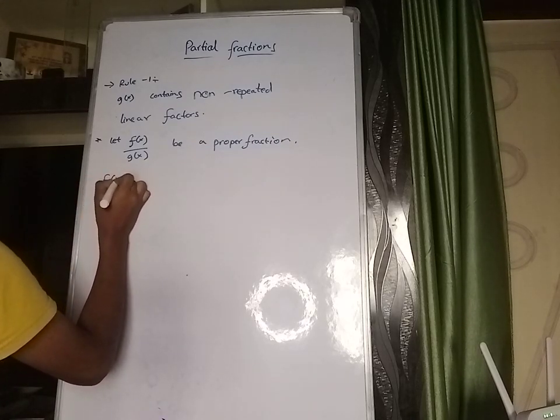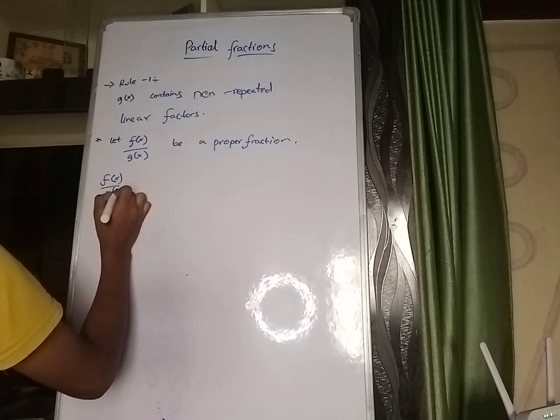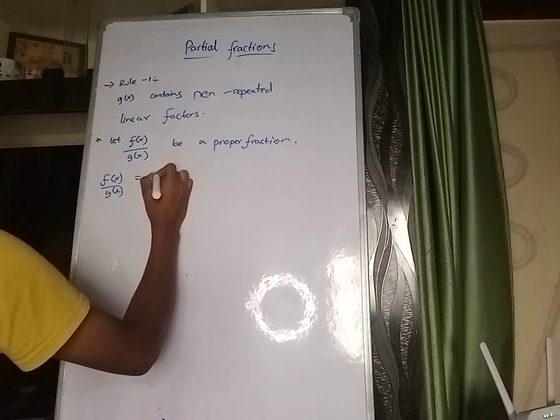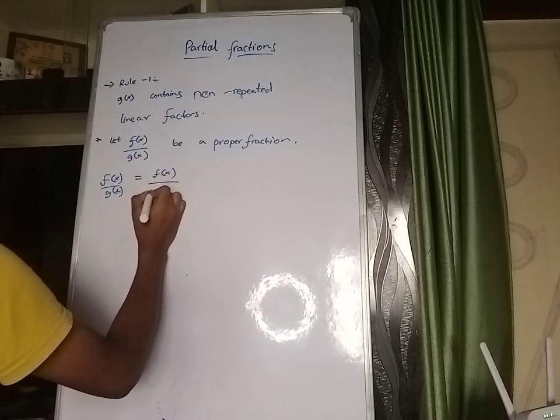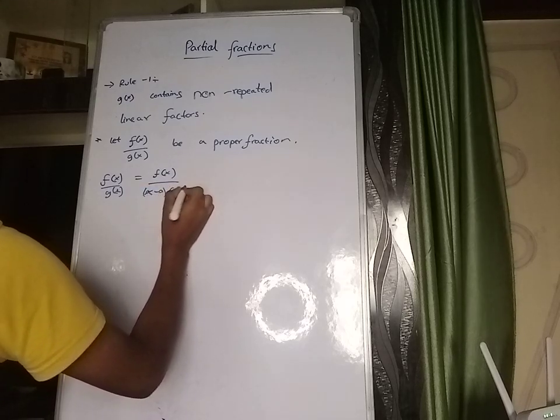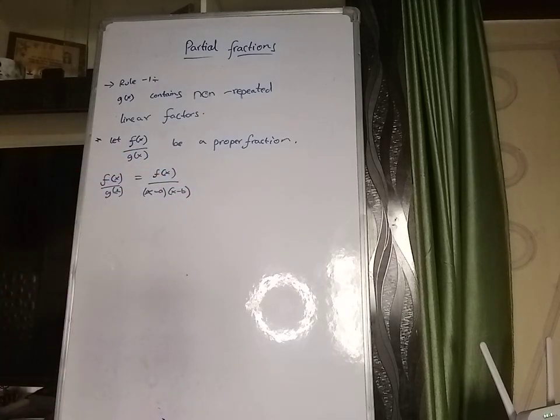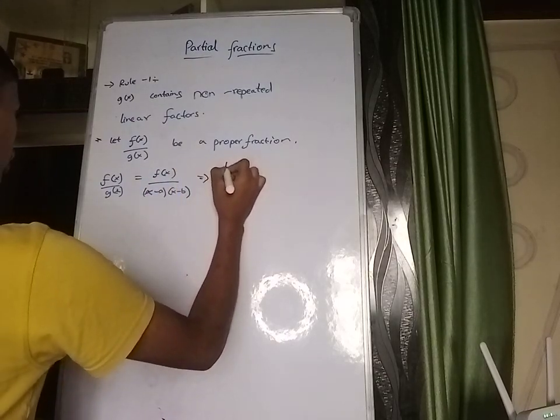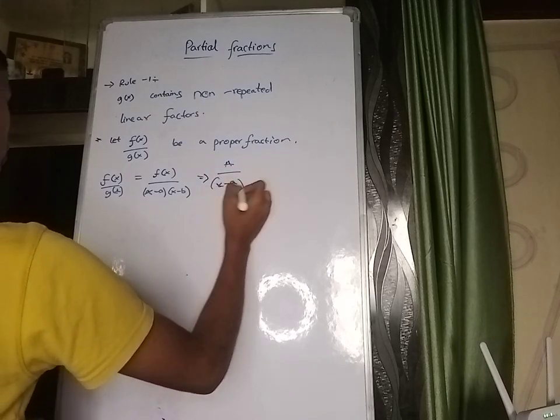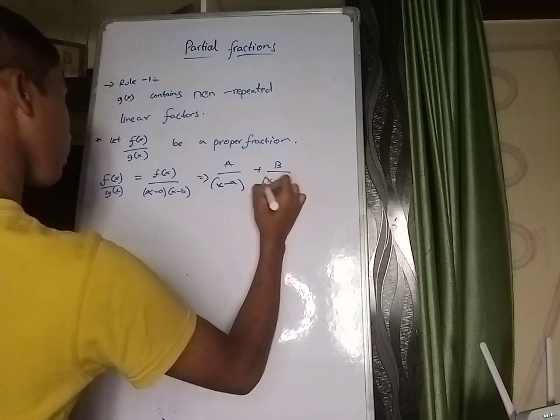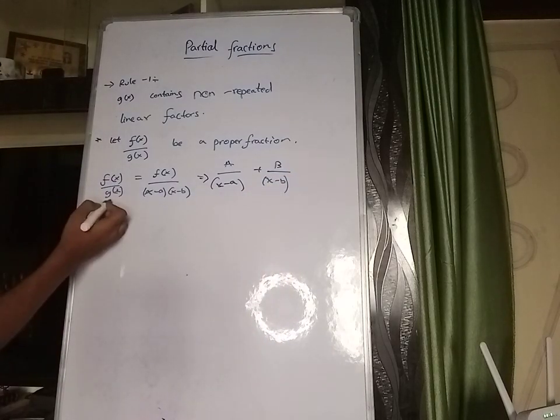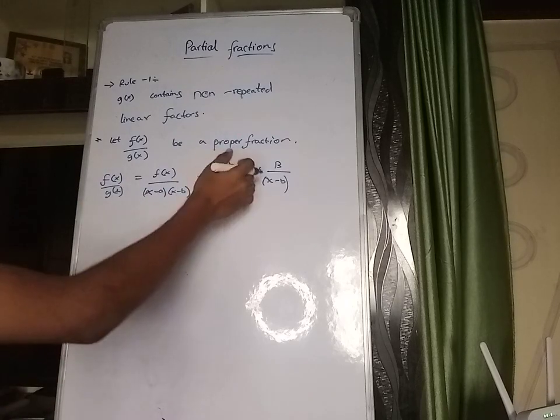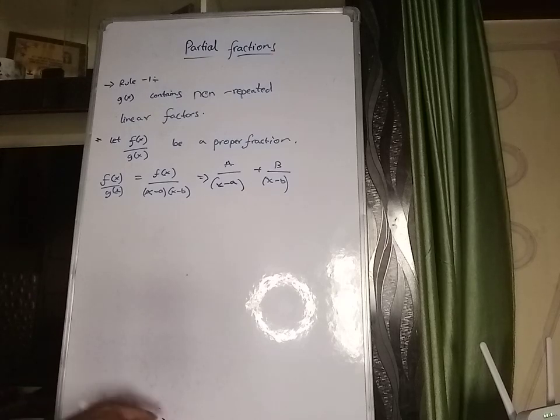Then we know the formula: this proper fraction is equal to f of x by x minus a into x minus b. Let this be a proper fraction. So we can write this as A by x minus a plus B by x minus b. Okay, this proper g of x is converted into two polynomials, and these two polynomials are being separated. This is rule number 1.